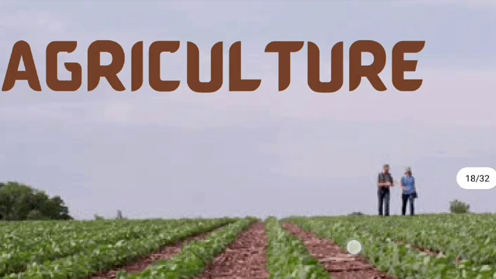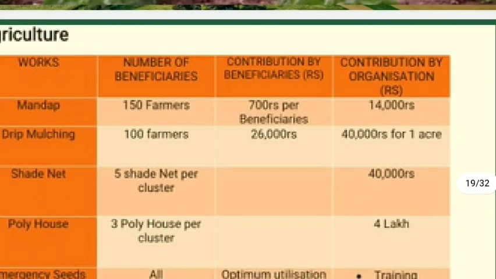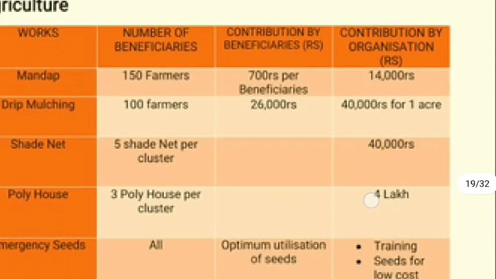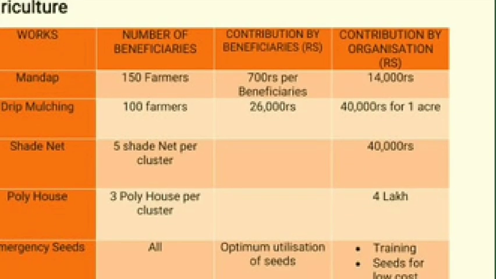Let's move ahead to the agricultural sector. This table explains the function of the organization. Again, in the same way, the leftmost column tells the benefits given to the villagers or the beneficiaries, such as the mandap sheti, drip, mulching, shed net, polyhouses, emergency sheds, etc.